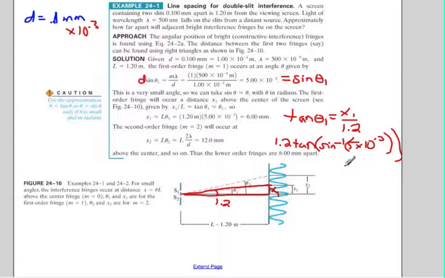Let's see what our calculator provides us. Make sure you're in degree mode, right? So 1.2 tangent, the inverse sine of 5 times 10 to the -3rd. And let's see, what did I get? I got 0.006. That's what they got. They got 6 millimeters. But I have a little bit more than that.